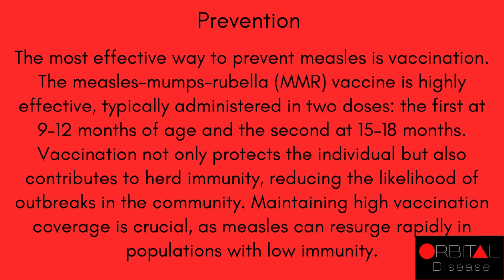Prevention. The most effective way to prevent measles is vaccination. The measles mumps rubella, MMR, vaccine is highly effective, typically administered in 2 doses, the first at 9 to 12 months of age and the second at 15 to 18 months. Vaccination not only protects the individual but also contributes to herd immunity, reducing the likelihood of outbreaks in the community. Maintaining high vaccination coverage is crucial, as measles can resurge rapidly in populations with low immunity.